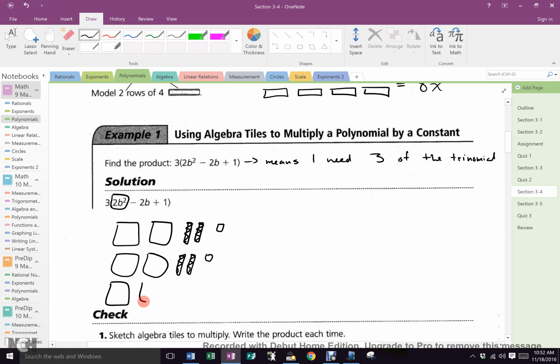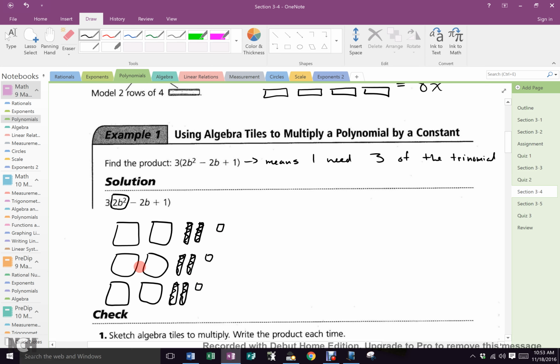How did I choose how to draw it? I drew the whole trinomial 3 times, right? Is that allowed? Did any of you draw it piece by piece? Like, did you do all the 2b squareds first? Okay, so you did it different than me, didn't you, Cole? Because I drew the whole thing. What did you get for an answer?